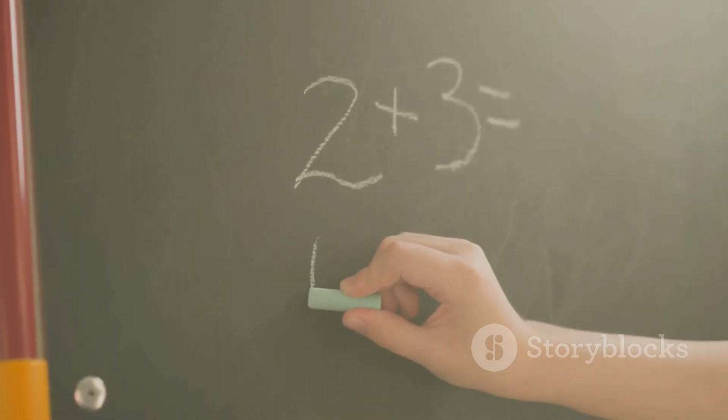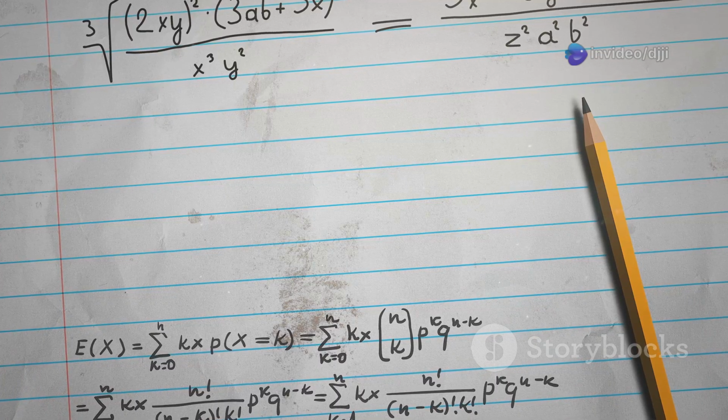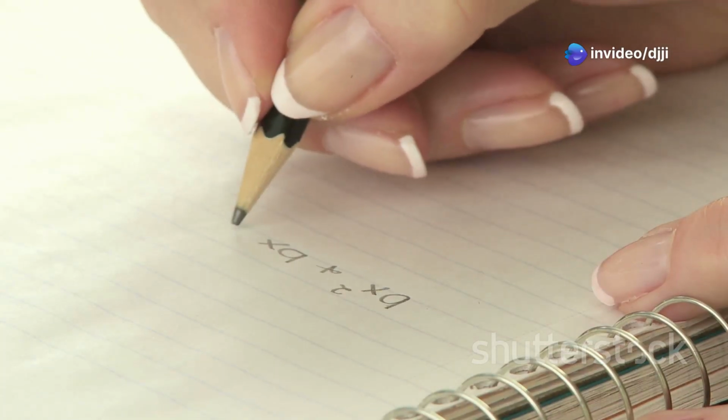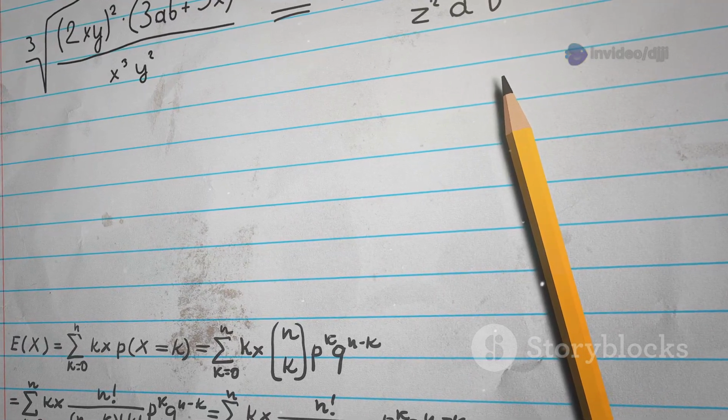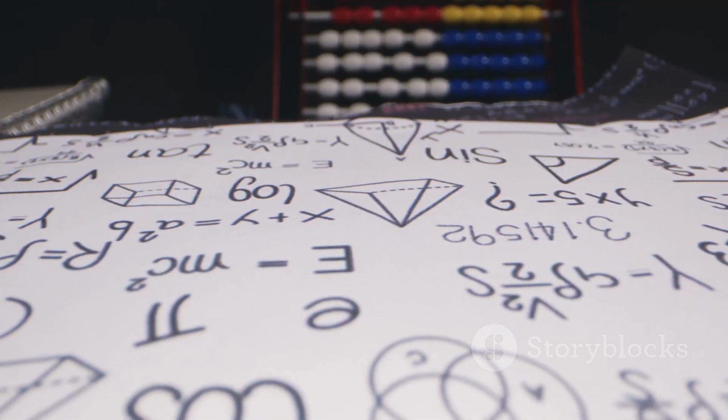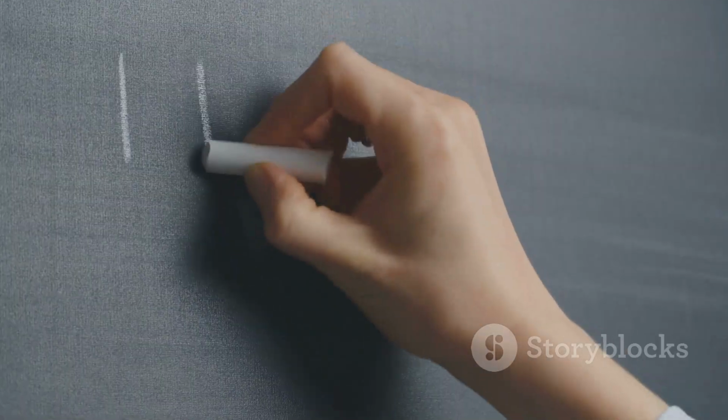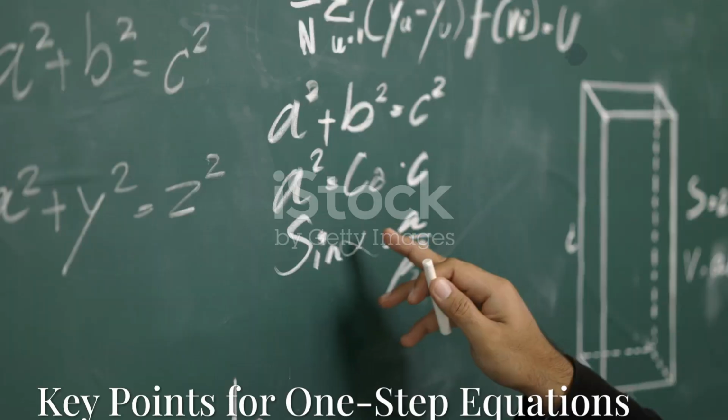Examples: x plus 5 equals 12. Subtract 5 from both sides, x equals 7. x minus 3 equals 8. Add 3 to both sides, x equals 11. 2x equals 10. Divide both sides by 2, x equals 5. x divided by 4 equals 6. Multiply both sides by 4, x equals 24.